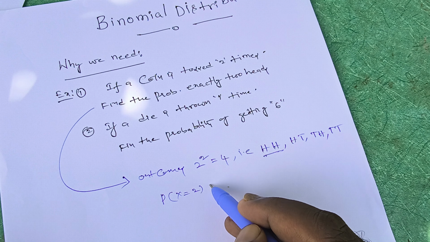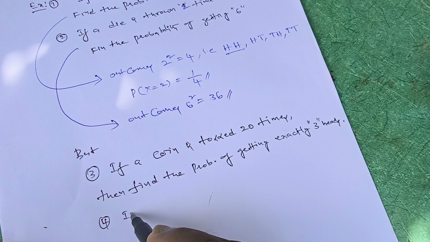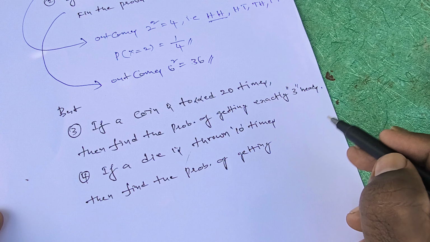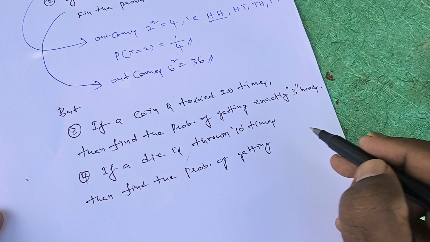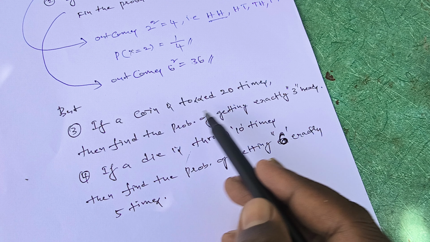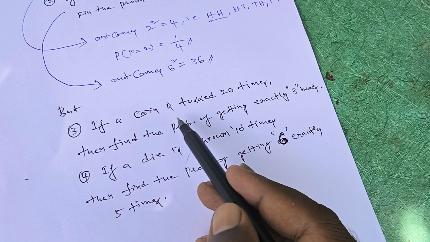But in some special cases, for example, if a coin is tossed 20 times, then find the probability of getting exactly 3 heads. And one more example: if a die is thrown 10 times, then find the probability of getting 6 exactly 5 times. Observe these two examples carefully. Here the number of trials is very large, the coin is tossed 20 times in the third example, and the fourth one is 10 times. So in such cases we find the required probability by using binomial distribution.